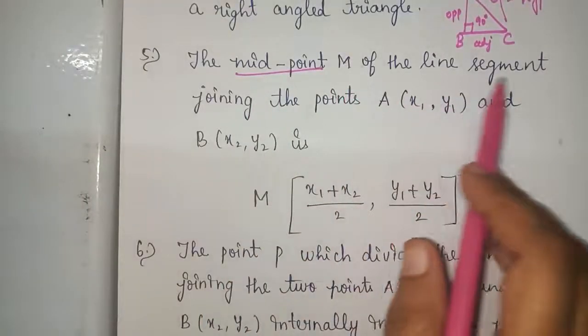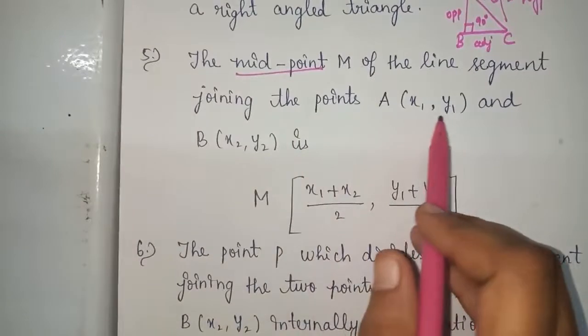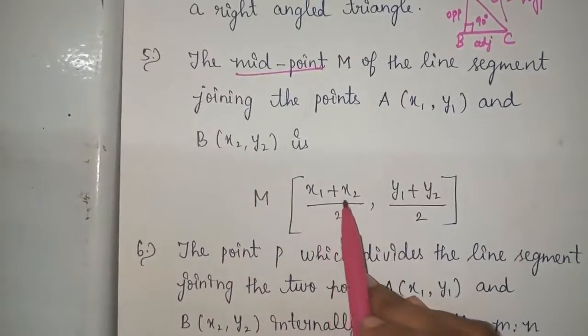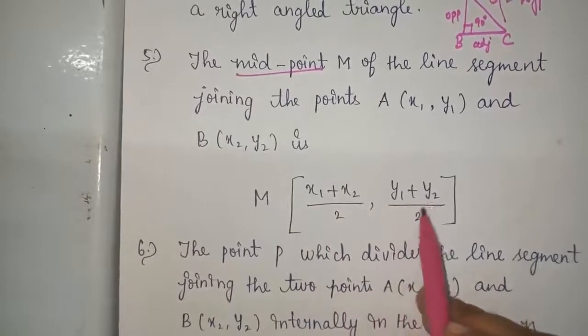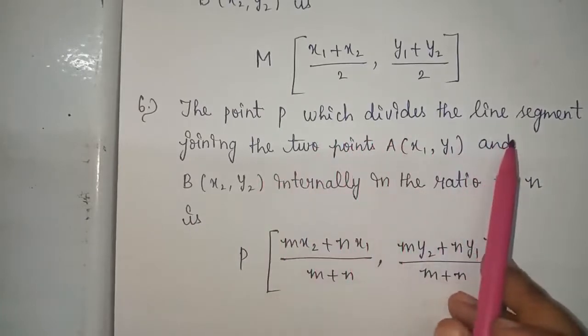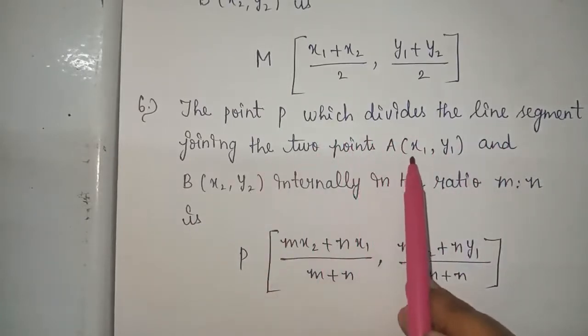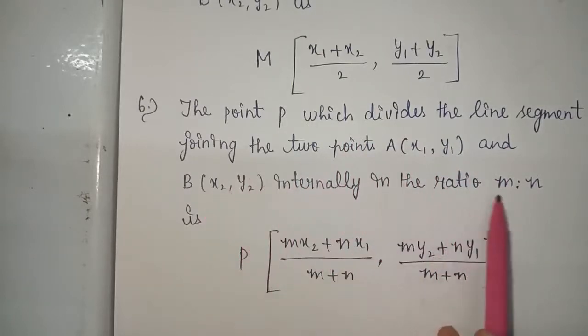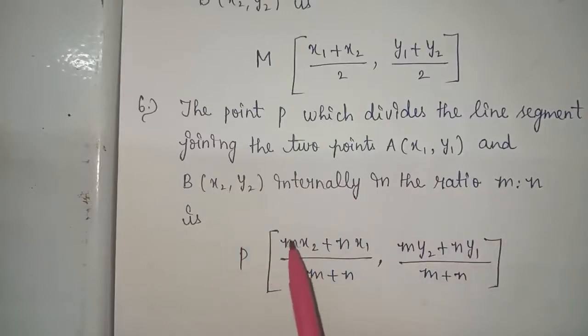One, the midpoint M of the line segment joining the points A of x1, y1 and B of x2, y2 is M of x1 plus x2 by 2, y1 plus y2 by 2. Sixth one, the point P which divides the line segment joining the two points A of x1, y1 and B of x2, y2 internally in the ratio m is to n is P is equal to mx2 plus nx1 divided by m plus n, my2 plus ny1 divided by m plus n.